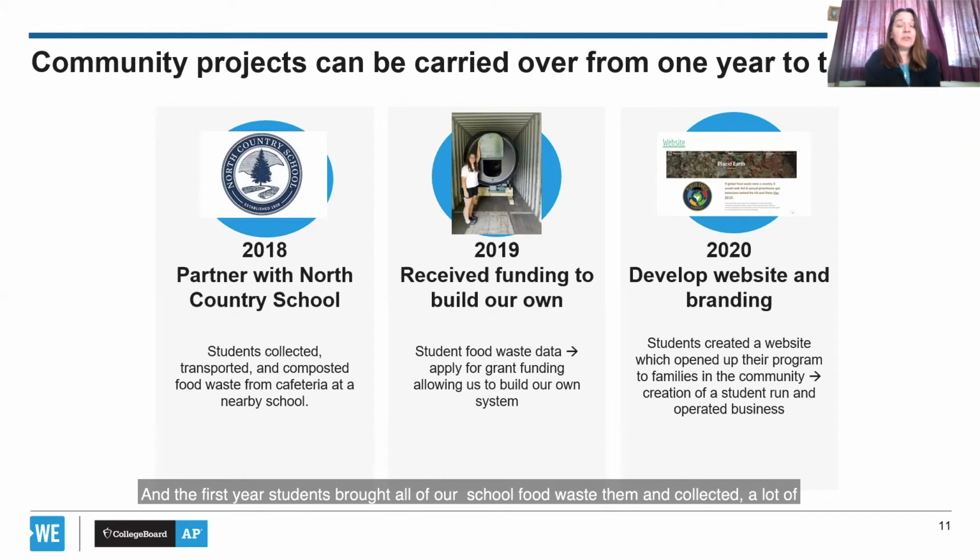And the first year, students brought all of our school's food waste to them and collected a lot of data on how much food we were actually throwing away. And they prevented that food from going to the transfer station. So they succeeded in their goals that year. And then the next year, students armed with the data from the previous year applied for grant funding. And that grant funding allowed us to get the funds needed to build our own drum composter system.